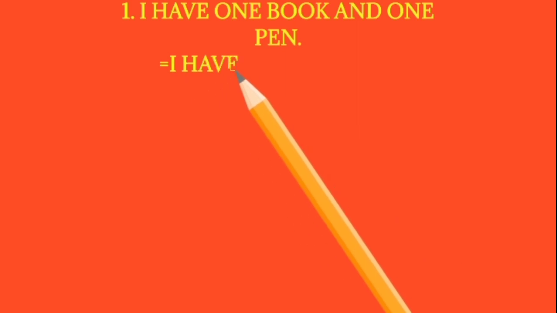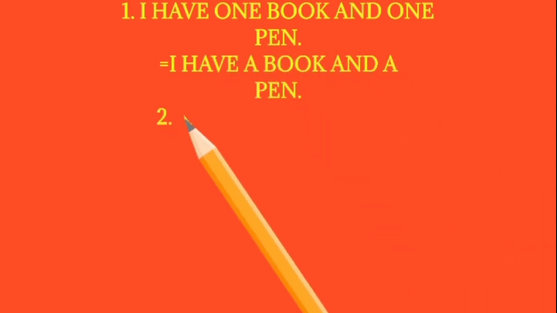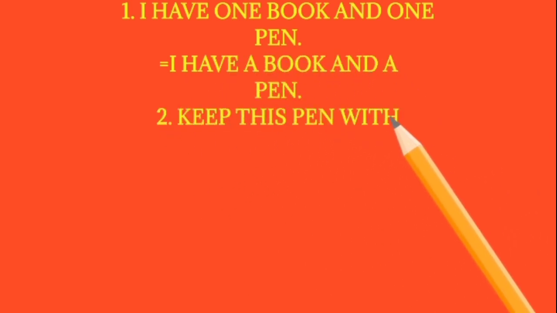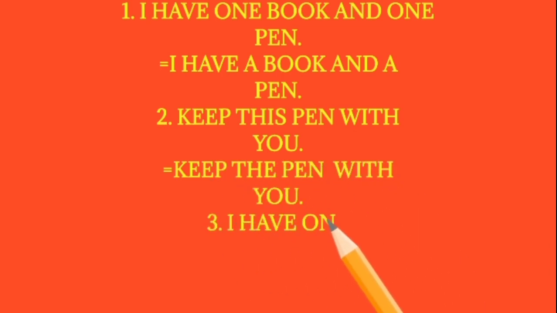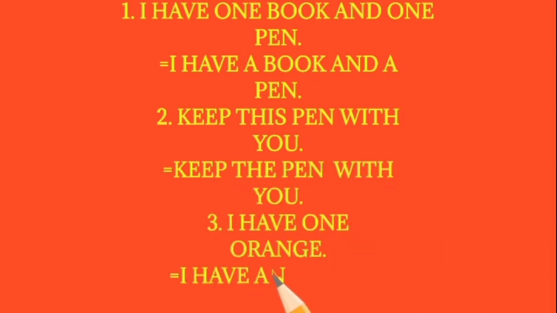Let us see a few examples. Example number 1. I have one book and one pen. As I said, one is the expanded form of a. Let us place a in place of one. So, here our answer is: I have a book and a pen.